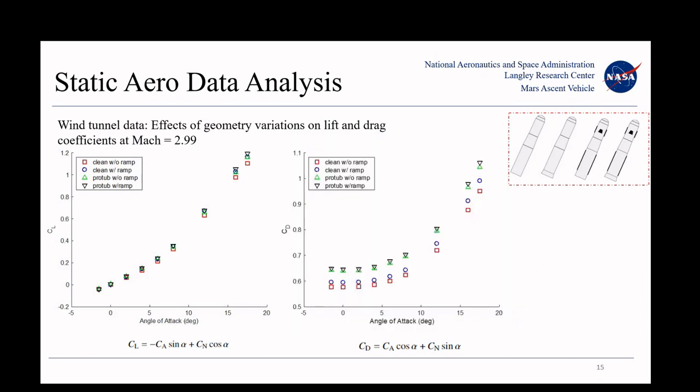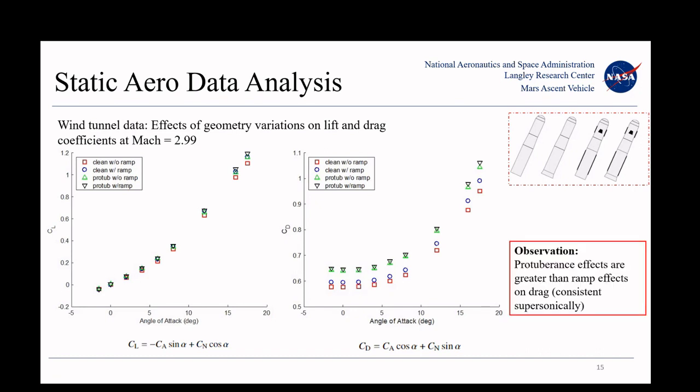For the drag, you also maintain the same pattern, the same behavior, but with more variations than we see in the lift coefficient. So what do we come out of this? Protuberance effects are greater than ramp effects. This is what we've discovered in this case study, especially on the drag, and it's consistent supersonically throughout other Mach conditions.